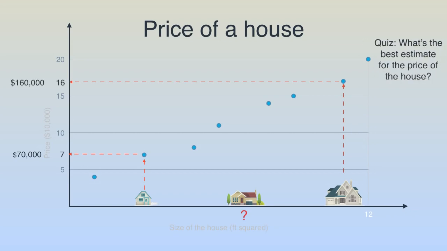So now it's time for a small quiz. What do you think is the best guess for the price of the medium house given this data? Would it be $80,000, $120,000, or $190,000?